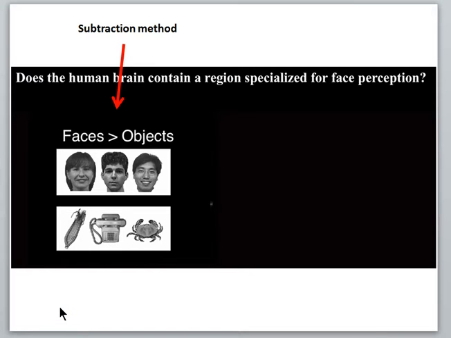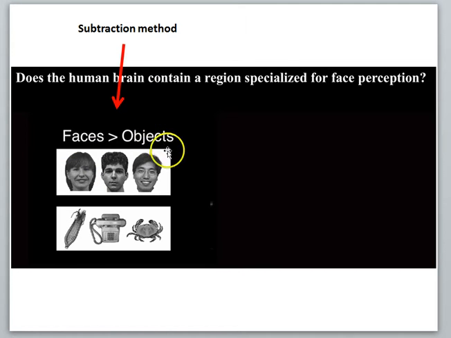Okay, so now let's apply what we know about fMRI as a general technique to Kanwisher's studies of face perception. So when she presents a graphic like this, in her question, does the human brain contain a region specialized for face perception? This little greater than sign here is an indication of the subtraction method, right? So she's going to be measuring brain activity while subjects are looking at faces, and then subtract the brain activity when subjects are looking at objects.